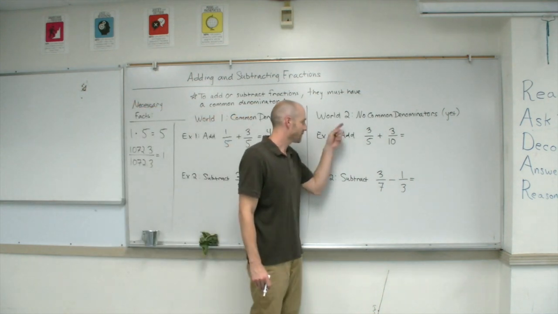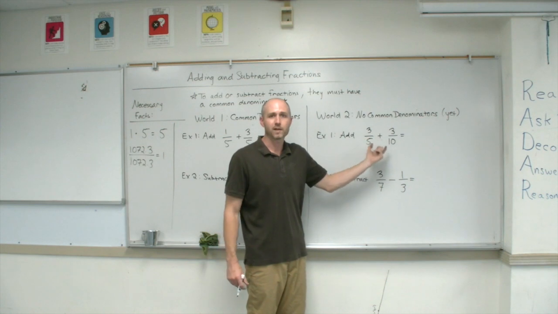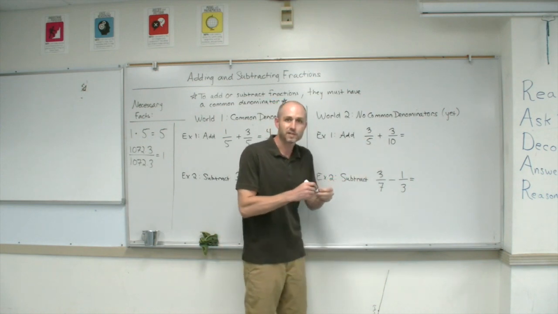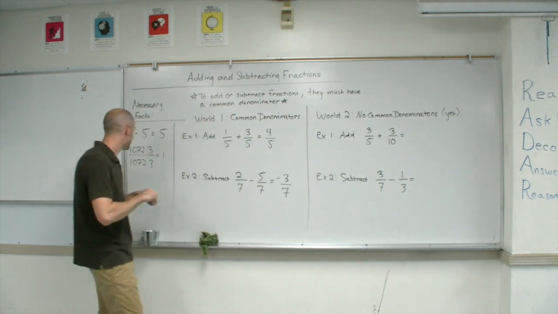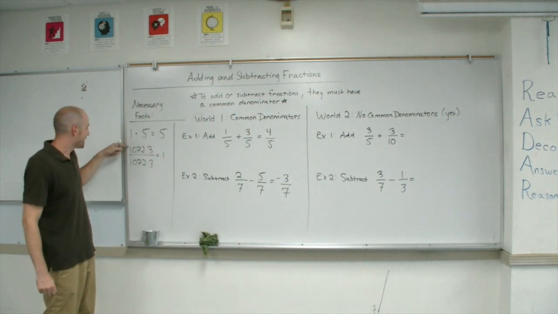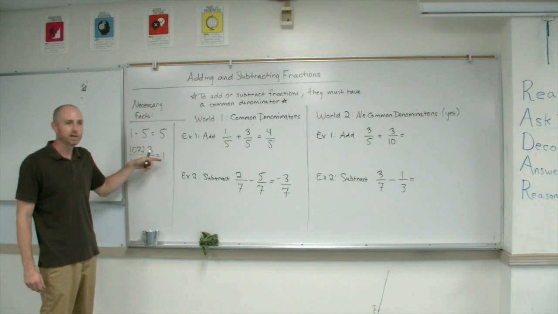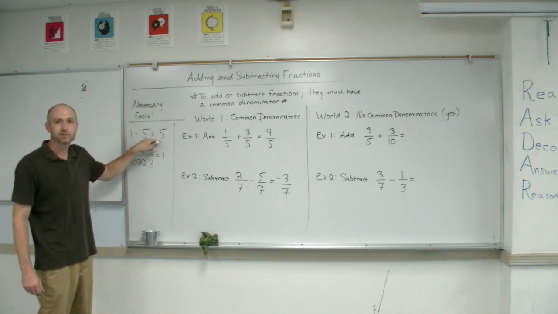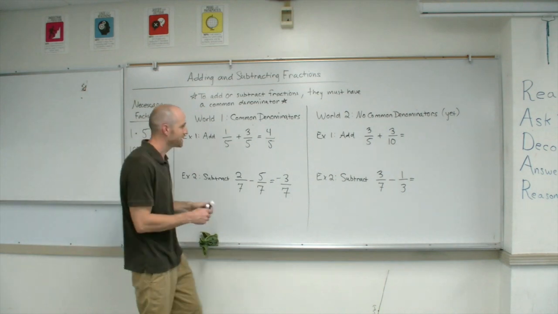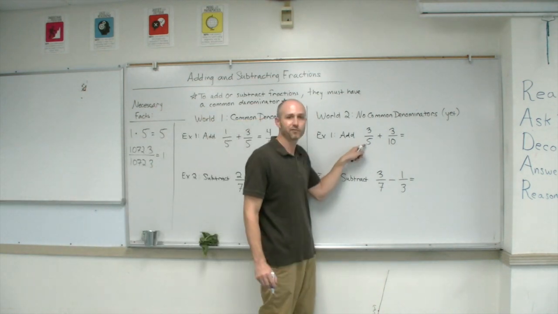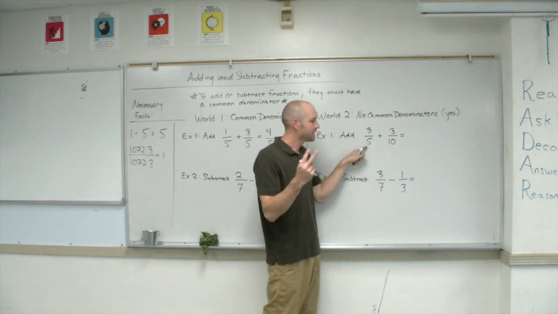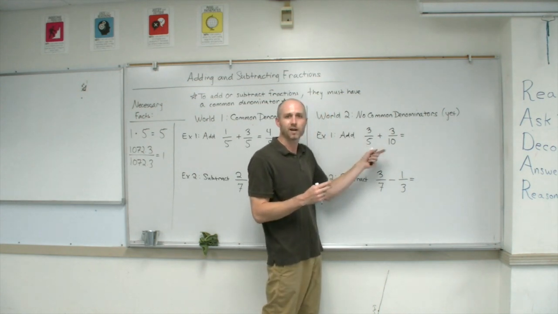So in case 2, in world 2, these fractions are not ready to add up yet because they don't have a common denominator. So what we do is we use one of our mathematical facts over here, that something divided by itself is equal to 1. And when you multiply 1 times a number, you get the number back that you started with. So over here, if we multiply this fraction by a form of 1, I notice here that if I multiply 5 by 2, then it will make 10, and then we'll have a common denominator.